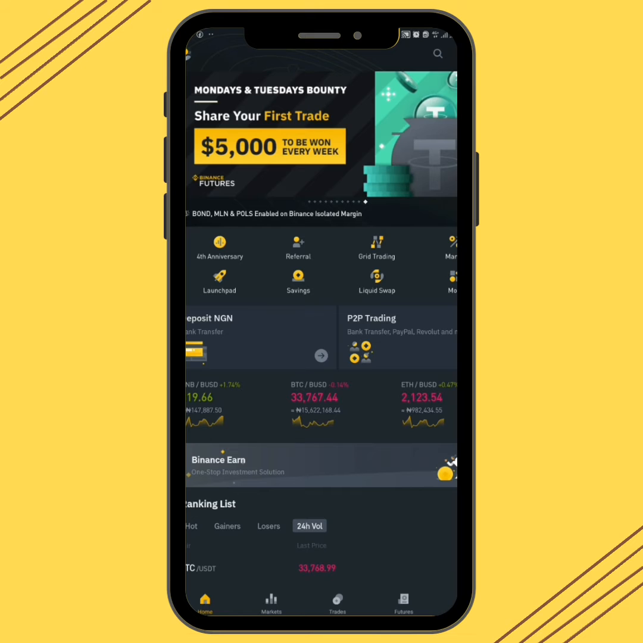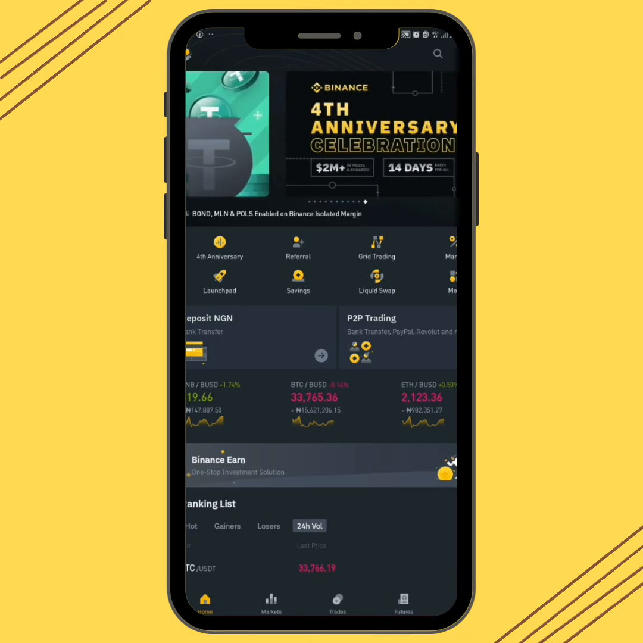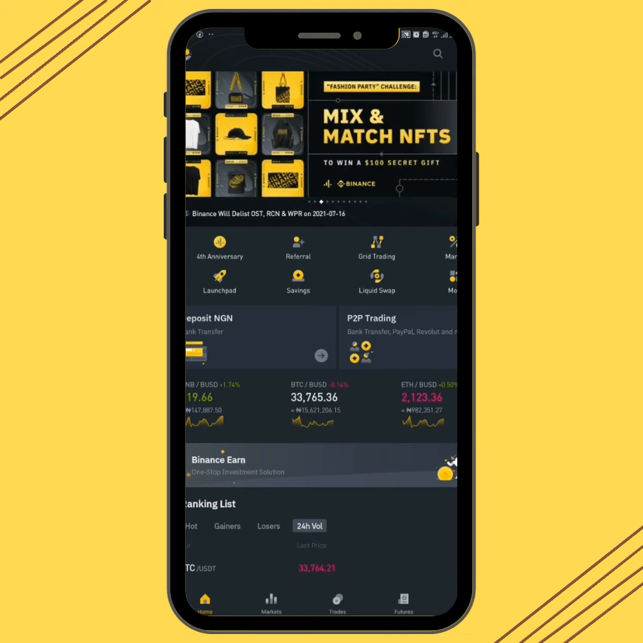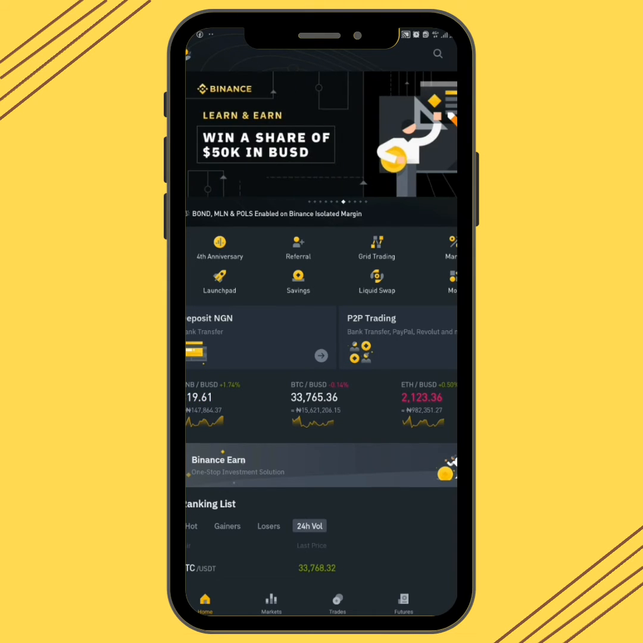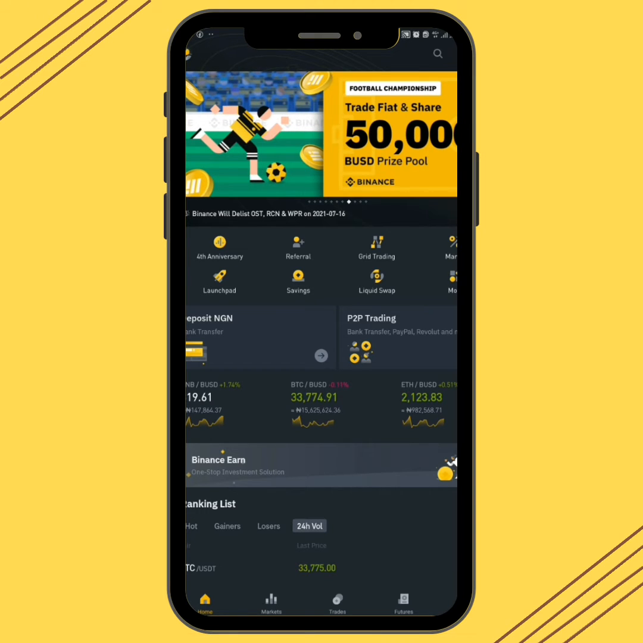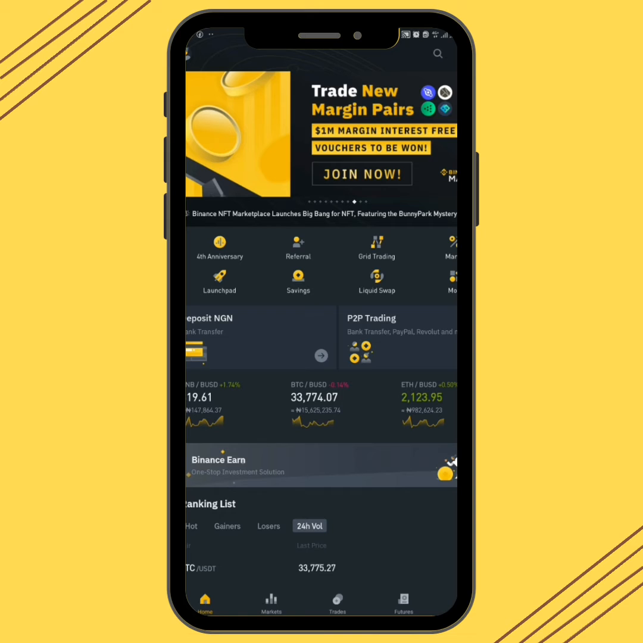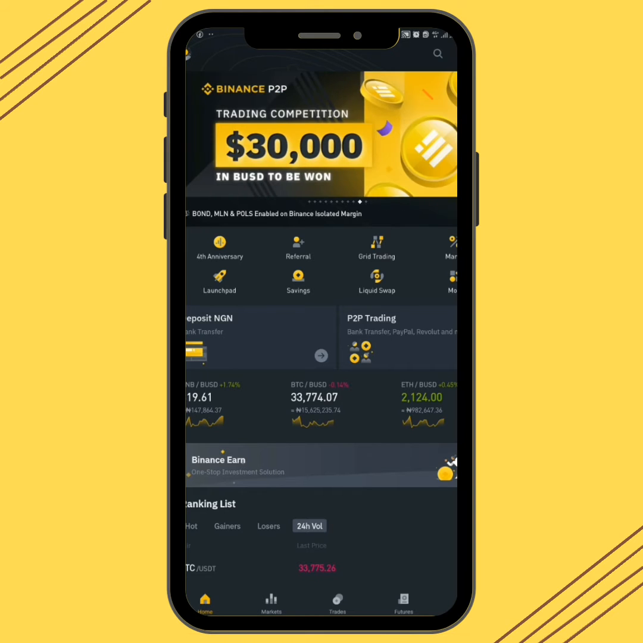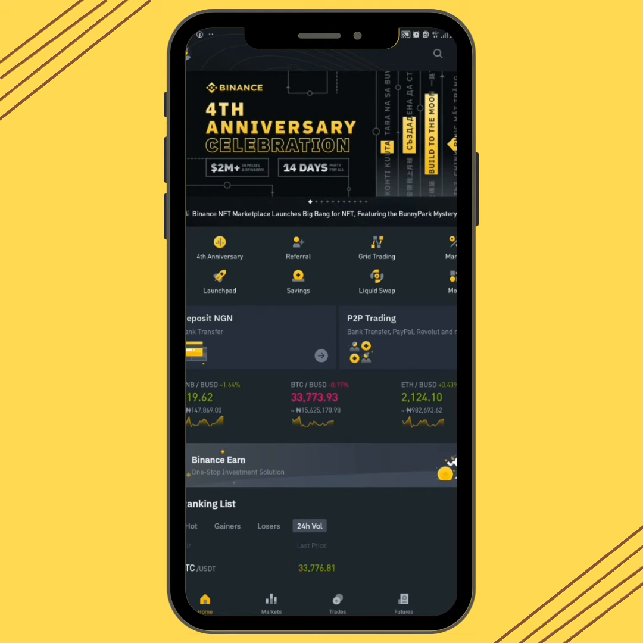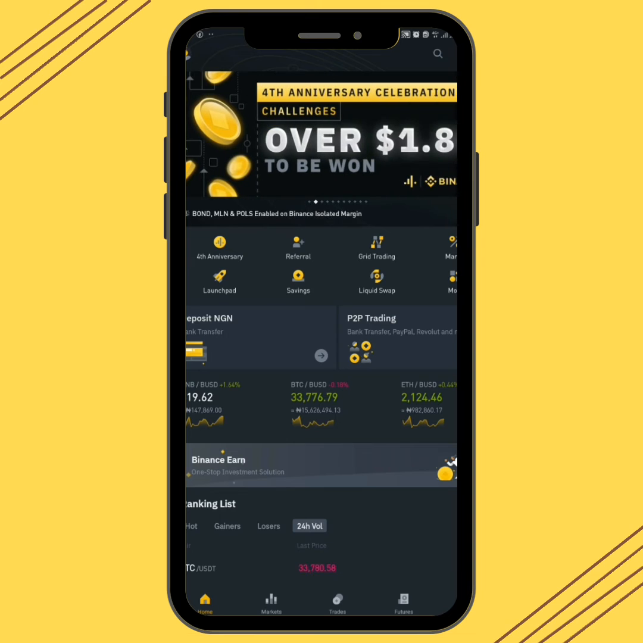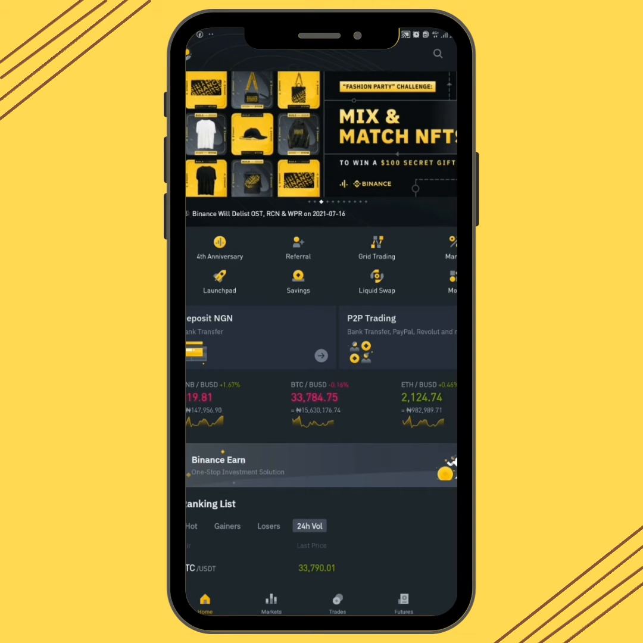Those pictures you see, these slides that are going up and down, are actually programs that are ongoing, that Binance has created. And most of these links are also programs that are yet to happen or have happened before now. So you see here 4th anniversary referral. Of course, you can refer people to your app, and whenever you refer, you get a percentage. Then grid trading, margin, launchpad, savings, liquid swap, more.